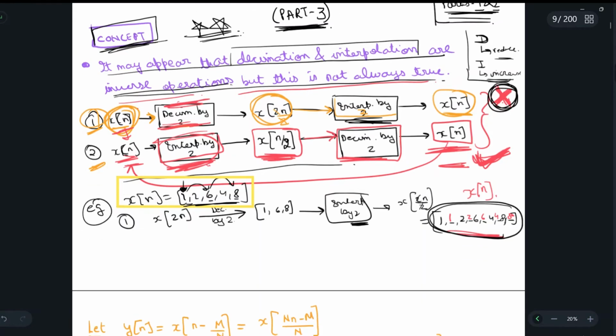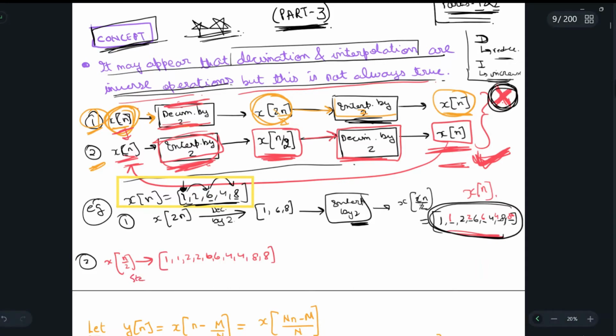So now let us see the second case. Let me change the color. Now in the second case, what we will do is, first of all, we will do interpolation. That is, we will write x of n by 2. That is, on doing interpolation of 2, what you will get the answer as 1, 1, 2, 2, 6, 6, 4, 4, 8, 8. So this is what you will get when you will be doing step interpolation.